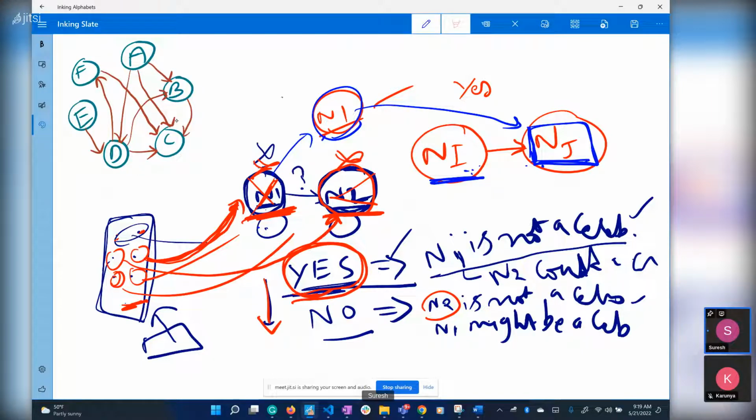Now let's say we got nj here. Then we will take nj, and we will run the check again with all the nodes n1, n2, n3. Hey, n1, do you know nj? N2, do you know nj? N3, do you know nj? If we get yes for everybody, then only nj is a celebrity.